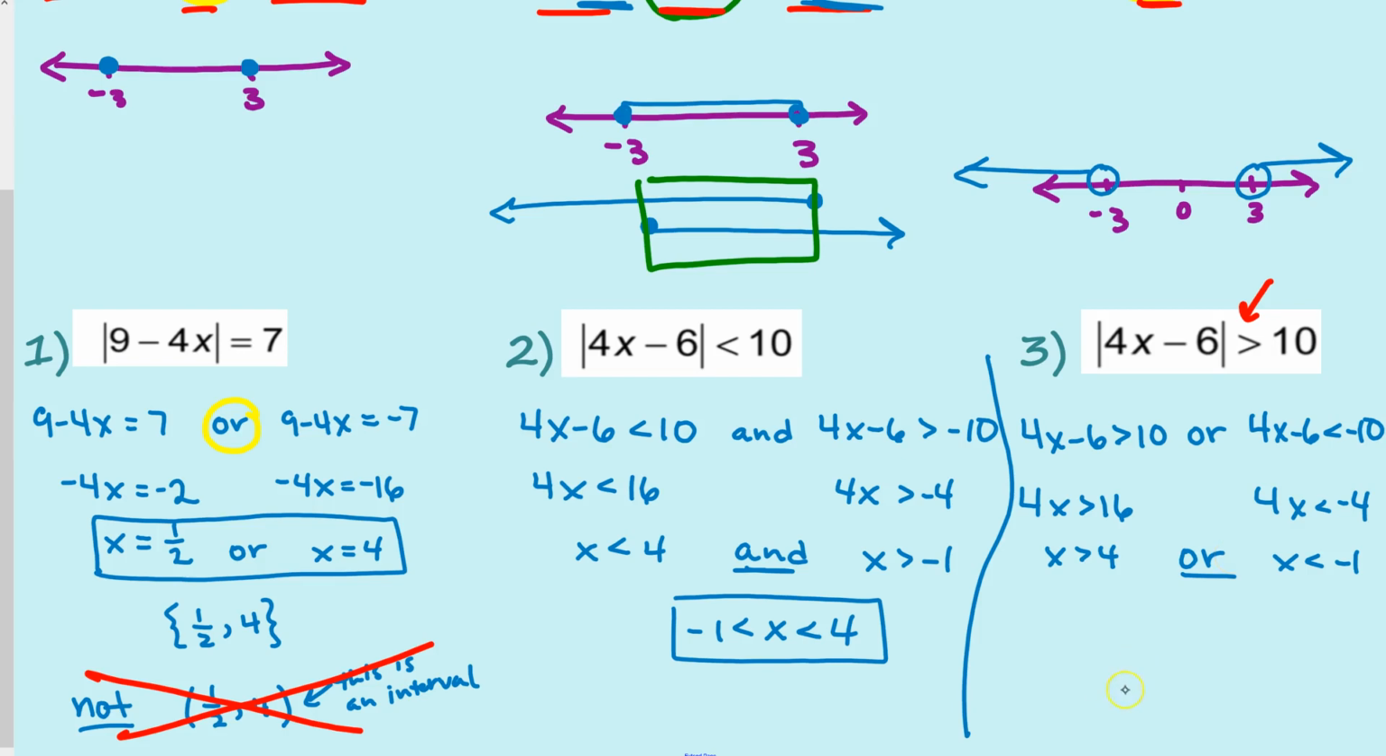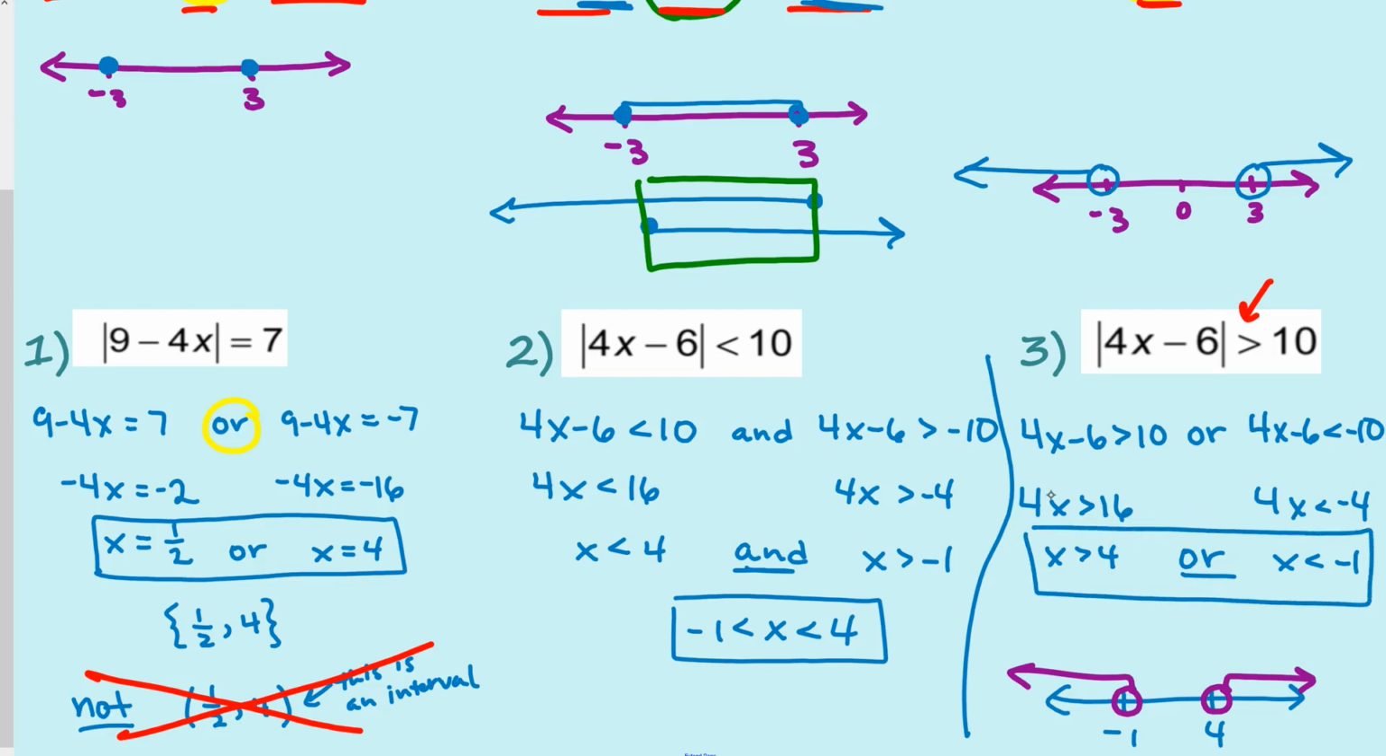So what does this look like? Numbers that are greater than 4, numbers that are less than negative 1. Your answer can be in one set, or the other set. It doesn't have to be in both. There's no way to string that together. You're just going to put the word or in between. Okay, we're going to do a few more.